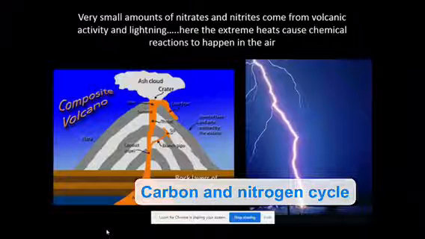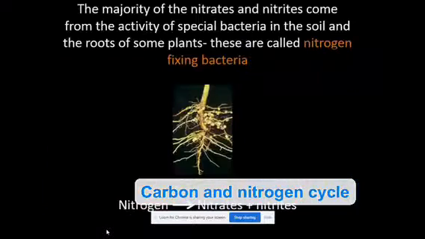Now the first way that nitrates and nitrites can get into the soil is by volcanic activity or lightning. Those extreme high energy events can convert nitrogen gas into nitrates and nitrites, which can then fall into the soil and then be taken in by plants.